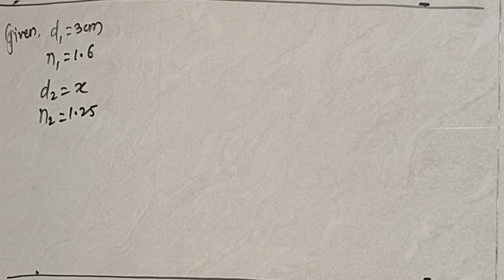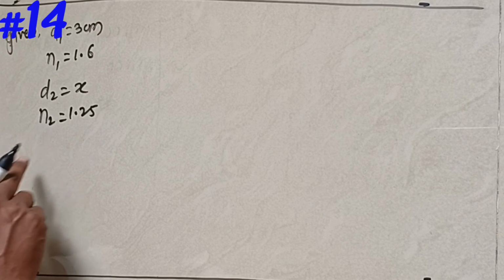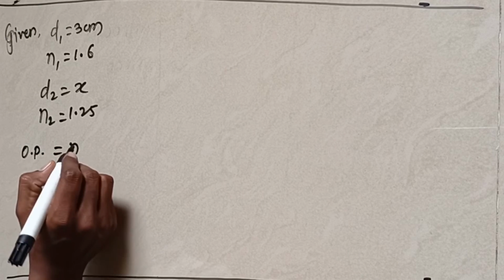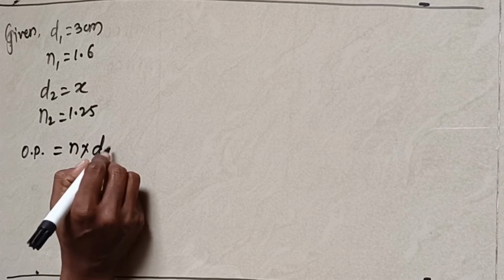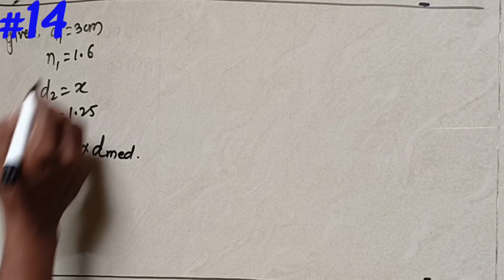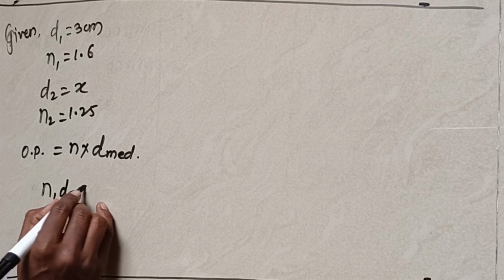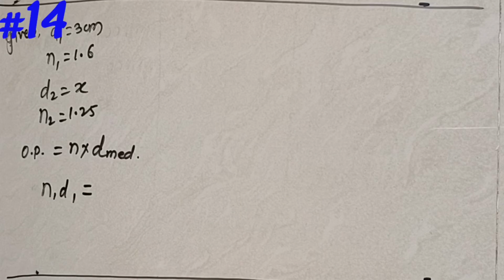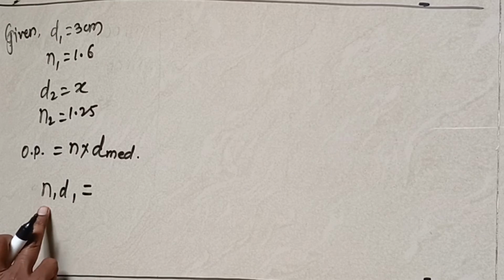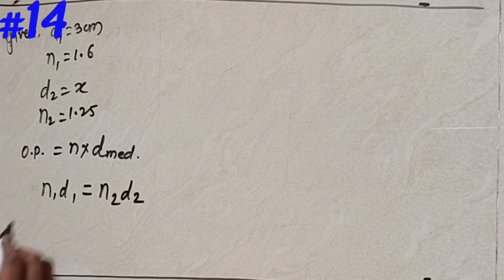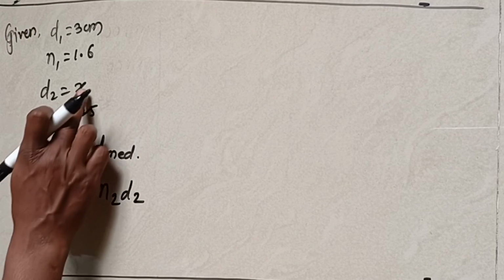Here the first medium is the flint glass, and the other medium has distance x. So the optical path is the refractive index of the medium into the distance traveled in the medium. Right? For the first, flint glass, it is n1 d1, and in the given problem the optical path in the flint glass is equal to the optical path in the other medium. So we write n1 d1 is equal to n2 d2, right? So we find the value of d2, that means x.